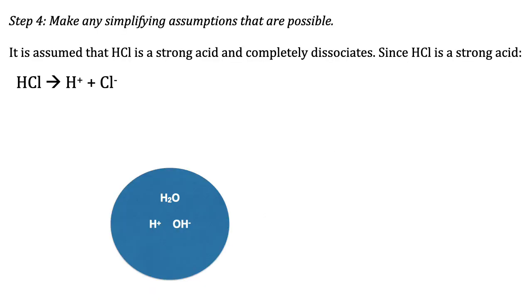The next step, step 4, is to make any simplifying assumptions that might be possible. In this case, since we have a strong acid, we know that it is going to completely dissociate, so the only ions we've added are additional H plus and the new negative anion, chlorine, to solution. We also know that the total concentration of chlorine in solution is going to be 10 to the minus 3.